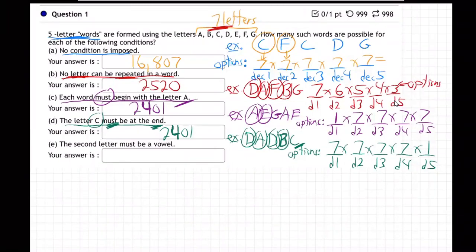All right, one more. The second letter must be a vowel. So let me actually do it. So now what are the vowels? A, E, I, O, U, right? So A and E. So I'm going to go, all right, D, E, G, A, D. Digad. All right, so how many?